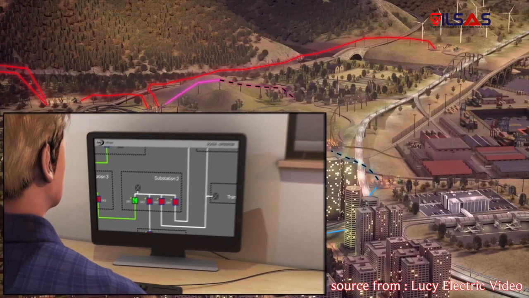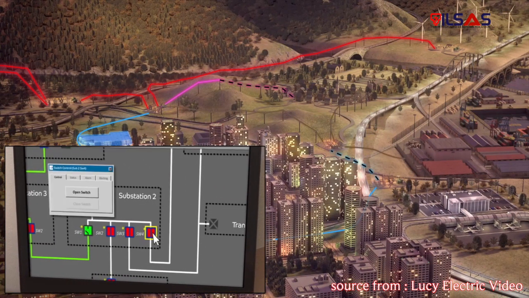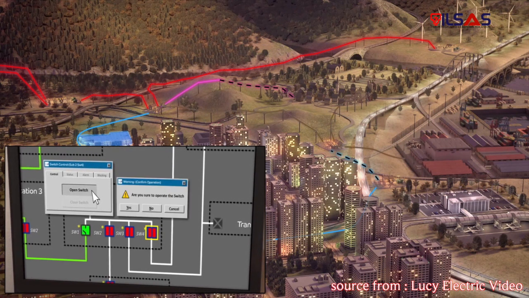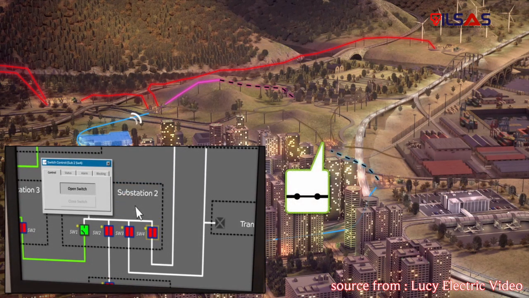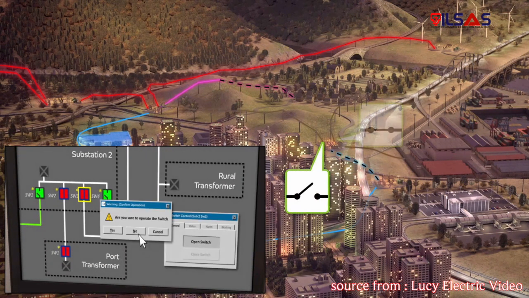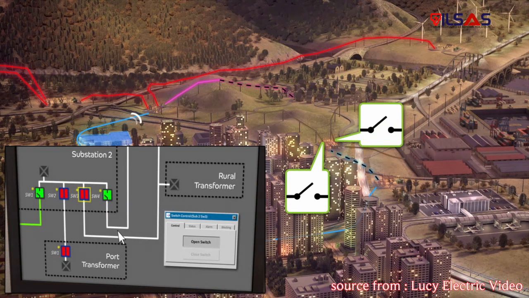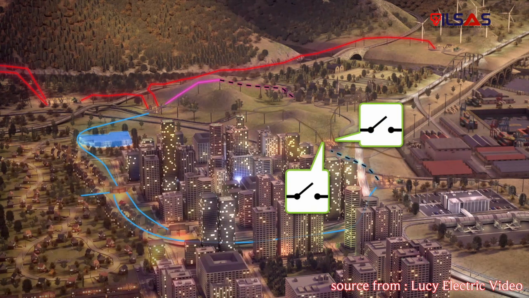The operator can now use the Lucy switchgear Scada system to isolate this area and reroute power to customers without a supply. The operator remotely opens the incoming switch from the primary substation to substation 2. And then opens the outgoing switch from substation 2 to the rural community. This totally isolates the fault area from the rest of the network.